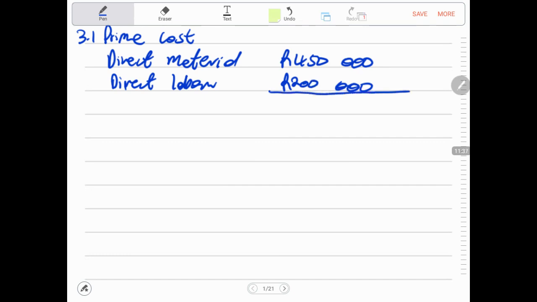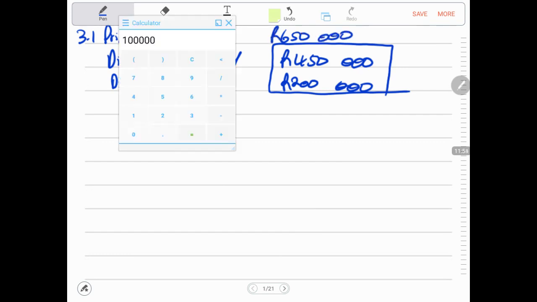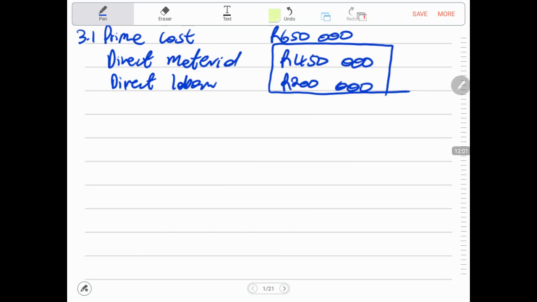So our total prime cost will be the sum of the two figures, which will give us 650,000 rands. So this will be our total prime cost. 450 plus 200 will give us 650,000 rands. So this is in response to requirement number 1.